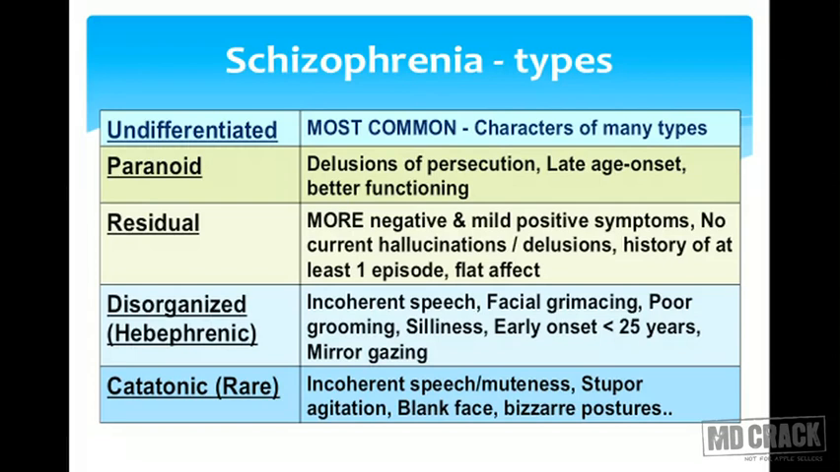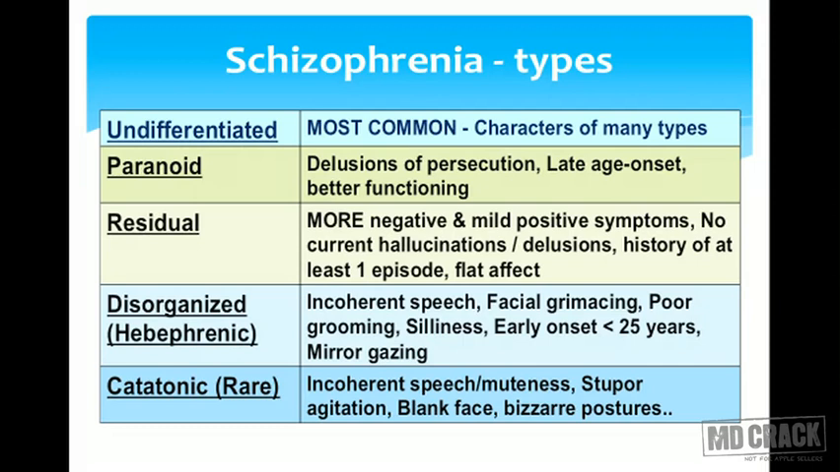Next we come to the types of schizophrenia, and what I've done on this table is the left column is telling you the type of schizophrenia and the right column is mentioning some important salient features about this type. You need to remember this because this is an important issue for your multiple choice question. You need to differentiate which characteristic is more commonly seen in which type of schizophrenia. The first one is undifferentiated, and this is the most common. It's undifferentiated because it contains characters of many types which we are discussing further.